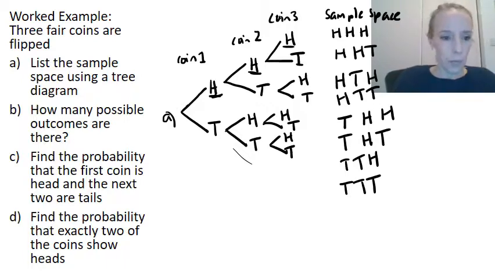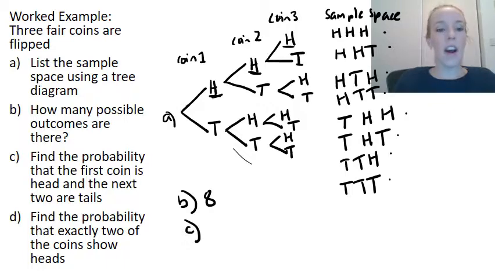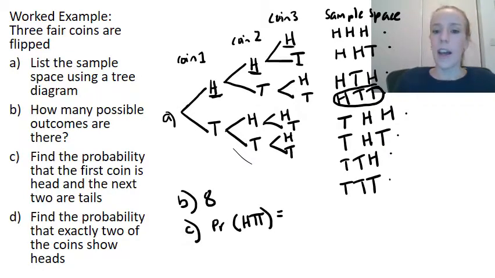Sample space. Okay, so B, how many possible outcomes are there? 1, 2, 3, 4, 5, 6, 7, 8. So there's 8 possible outcomes. C, find the probability that the first coin is heads and the next 2 are tails. So how many of those 8 options show heads and then tails, tails? We can circle them. This option here says heads, tails, tails, and that is the only one. So the probability we get heads, tails, tails is 1 out of 8.